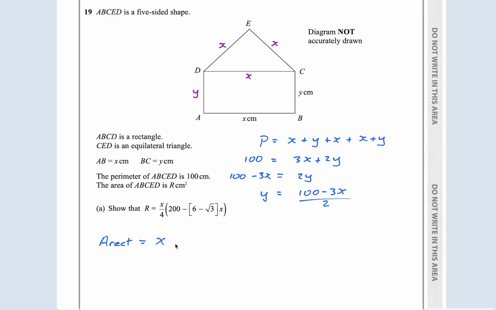It's x times y. Now y is this, 100 minus 3x over 2. This is y, because I've just got it in terms of x. So this is equal to, well, let's just leave it like that for now, and we'll see how we go. Okay, the area of the triangle.